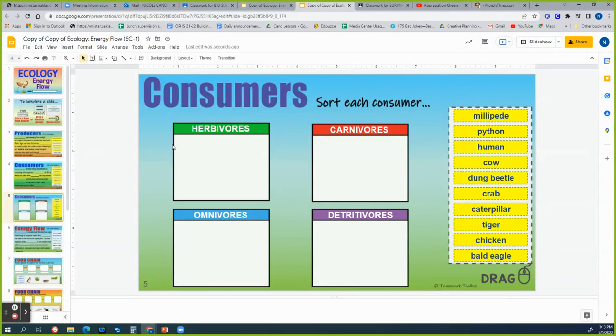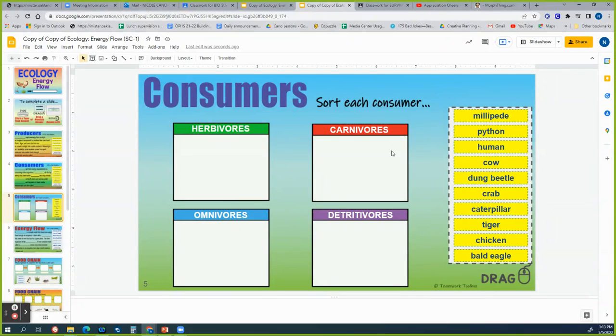You are going to need to know what an herbivore is. Of course, an herbivore is an animal that consumes only plants. Carnivore, an animal that consumes only meats or other animals. An omnivore, an animal that is going to consume both plants and animals. And detritivore, so these are the ones that break down dead materials, dead organic materials, okay?